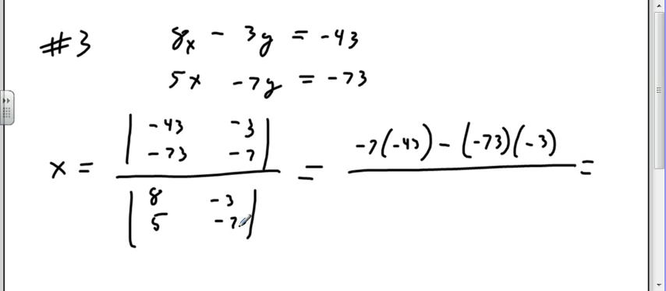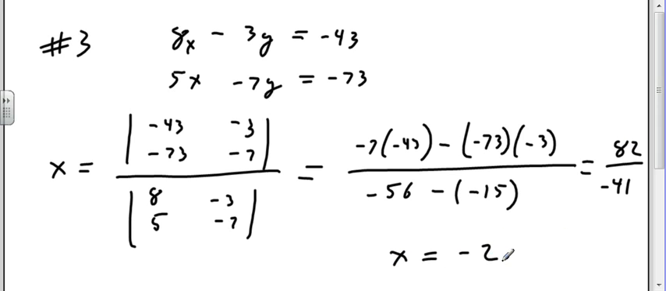Let's see, 8 times minus 7 is minus 56, right? So that'd be minus 56 minus a minus 15. Okay, so the bottom gets a minus 41. And the top gets 7 times 43 minus 3 times 73. Gets an 82. So my x is going to be a minus 2.